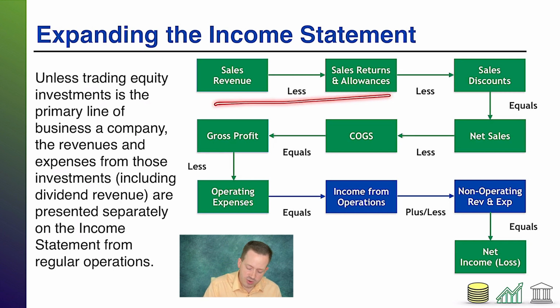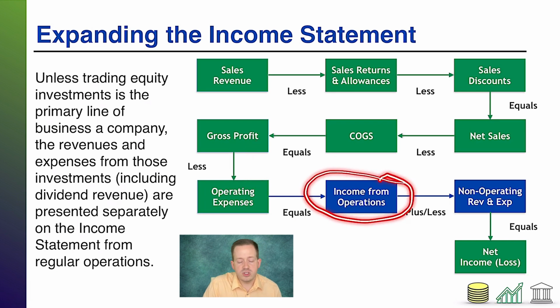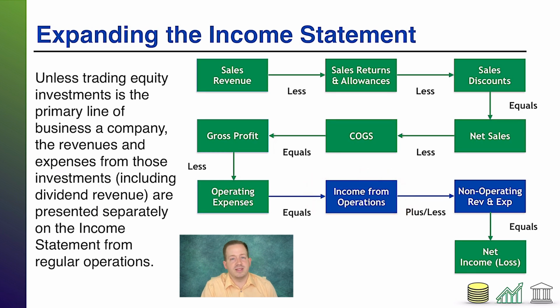So you still have sales revenue minus the contra accounts leads to net sales, minus COGS leads to gross profit. You take out the operating expenses from gross profit, and now we have a new subtotal. That new subtotal is called income from operations. So essentially we're saying, hey, if you don't care about all of our side businesses, look at this line, because this is telling you what our operations did.